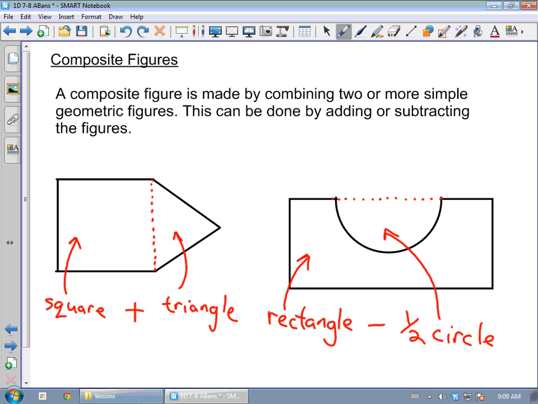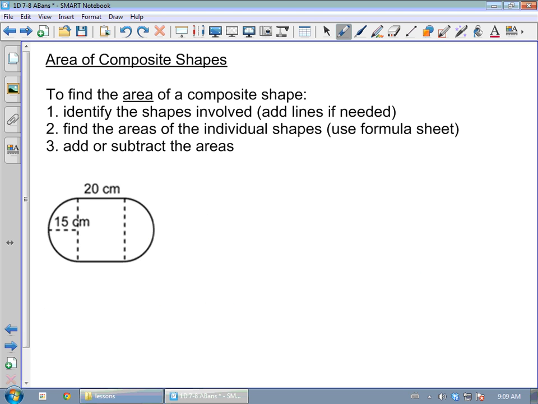So let's take a look at how you would find the area of a composite shape. These are some general steps to follow, and they're listed on your page. To find the area of a composite shape, first, identify the shapes that are involved and add lines breaking it up into those simple shapes if needed. Find the areas of the individual shapes, and this is where your formula sheet comes in handy. You can look up the formulas on your page, and then add or subtract the areas to get the total area. So here's our example.